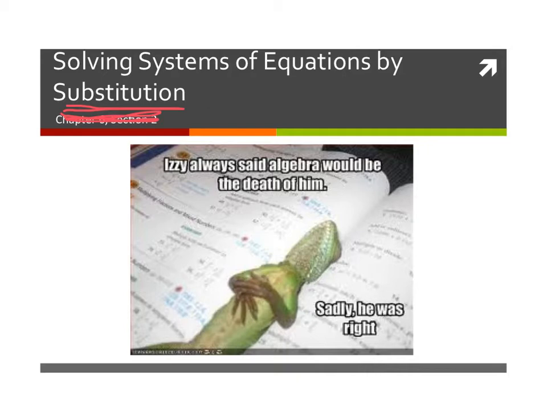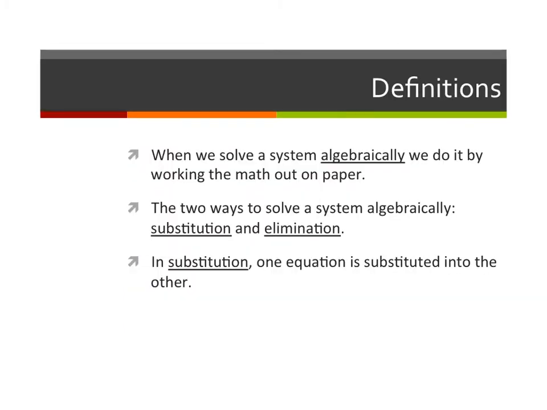So we are, though, we're going gangbusters. We're jumping right into substitution for systems of equations. When we solve a system algebraically, we do it by working the math out on paper. There are two ways to solve a system algebraically. One is called substitution, the other one's called elimination. We're going to deal with substitution in this video. Substitution is where one equation is substituted into the other one. It allows us to get down to an equation with one variable, solve for that variable, and then we substitute again and find the other one, and we get an ordered pair at the end.